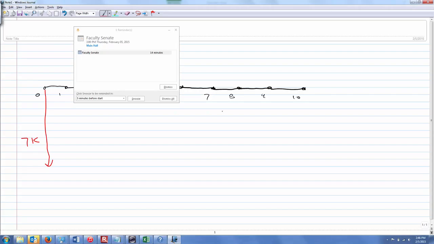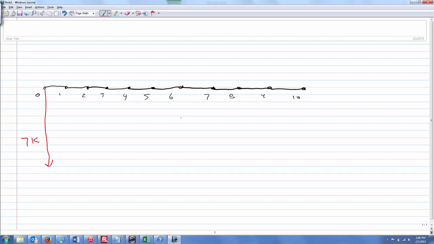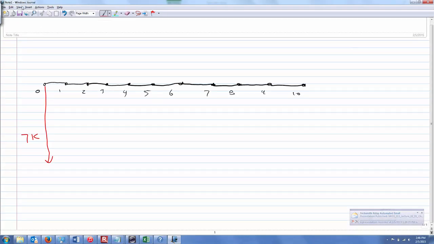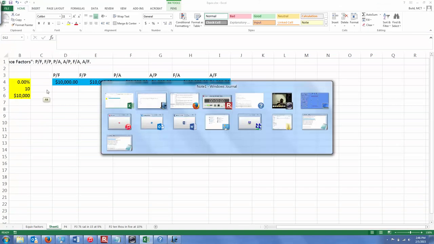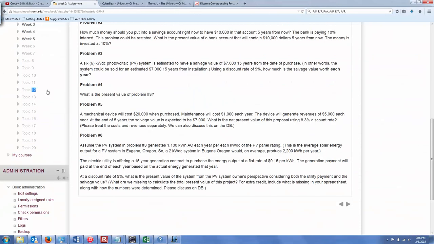Never a dull moment. Okay, so with the trombone in the house. So there's our initial loss. The salvage value is going to be a positive at the end. No, the 7K is what we had to pay for it up front, I think. Let's just double check. Estimate. 7,000. Oh yeah.